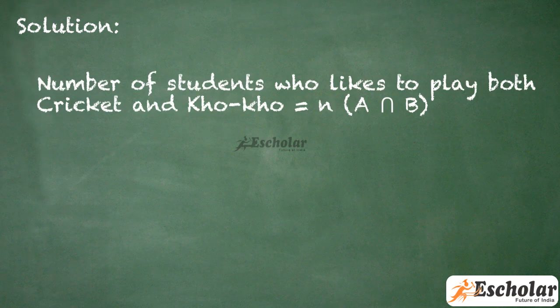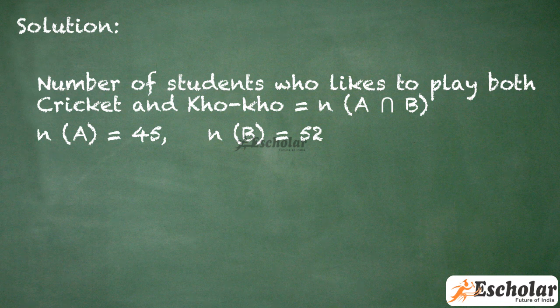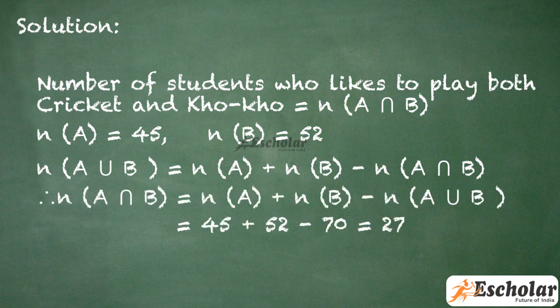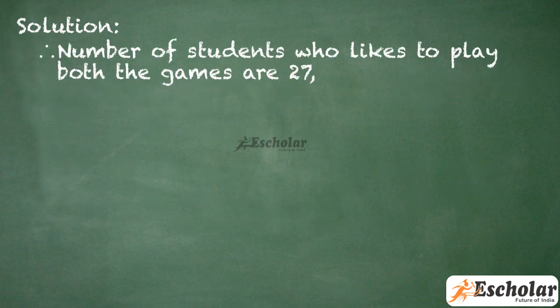Number of students who like to play both cricket and kho-kho is equal to n of A intersection B. n of A is equal to 45 and n of B is equal to 52. We know n of A union B is equal to n of A plus n of B minus n of A intersection B. Therefore, n of A intersection B is equal to n of A plus n of B minus n of A union B is equal to 45 plus 52 minus 70 is equal to 27. Therefore, the number of students who like to play both the games are 27.